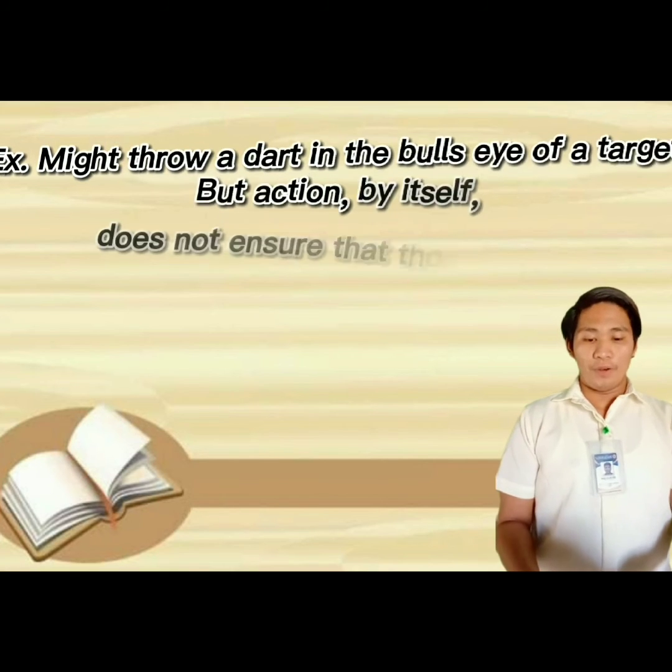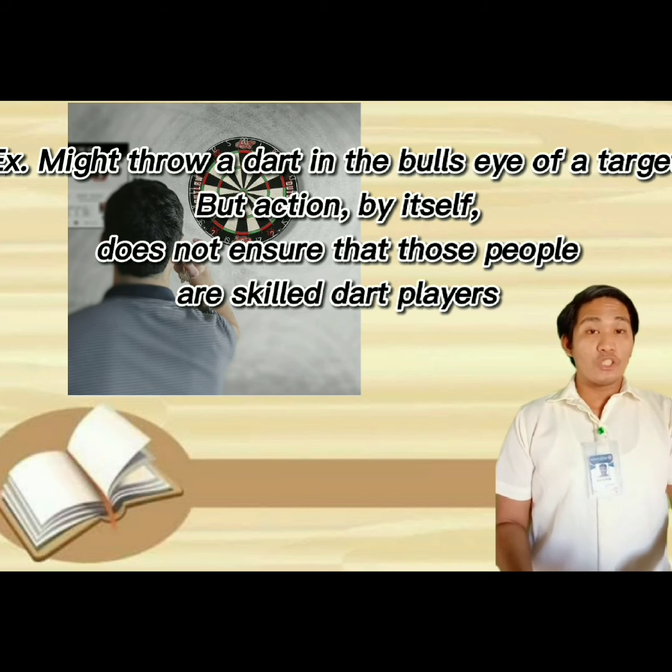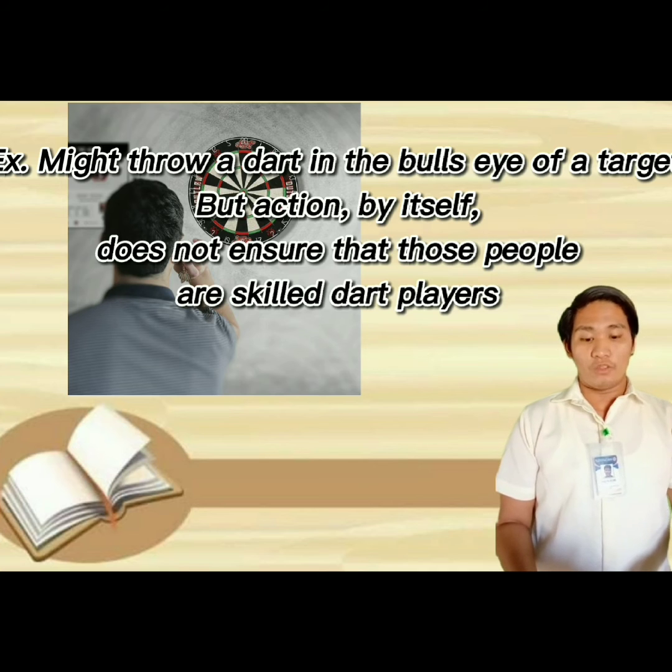Maximum certainty, goal achievement. Ang ibig sabihin ng maximum certainty goal achievement, ito yung able to meet the performance goal and or end result. For example, might throw a dart in the bullseye of a target, but action by itself does not ensure that those people are skilled dart players. Naunawaan po natin? Pag sinabi po maximum certainty goal achievement, ito yung target goal mo. Kung paano mo matatarget, dapat ay matarget mo doon sa paglalaro mo.